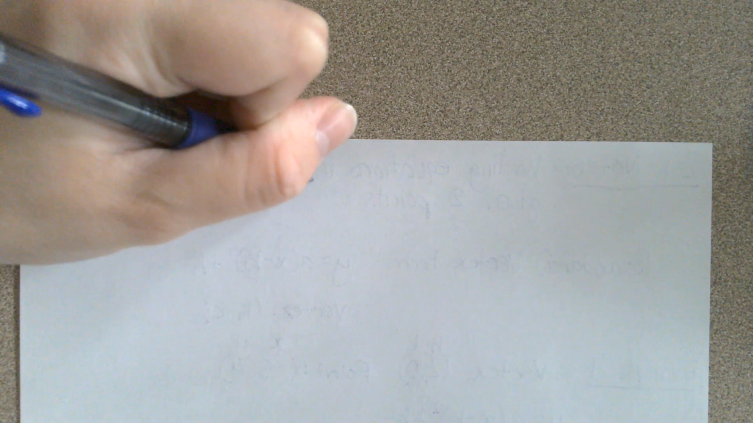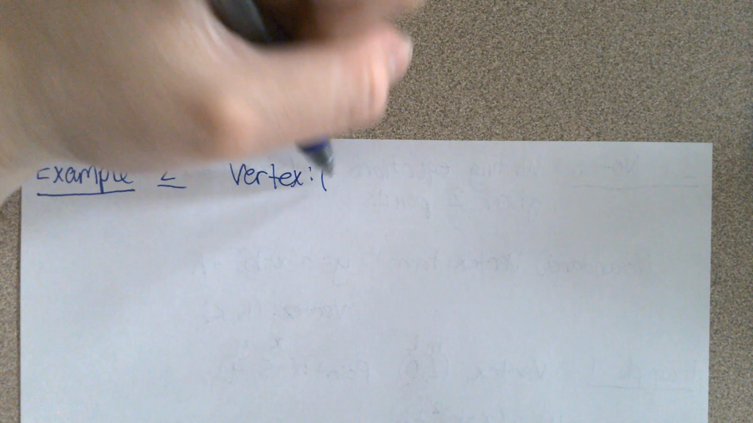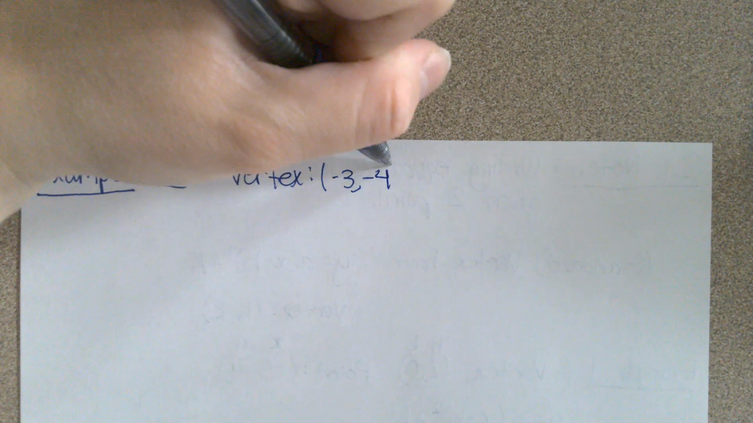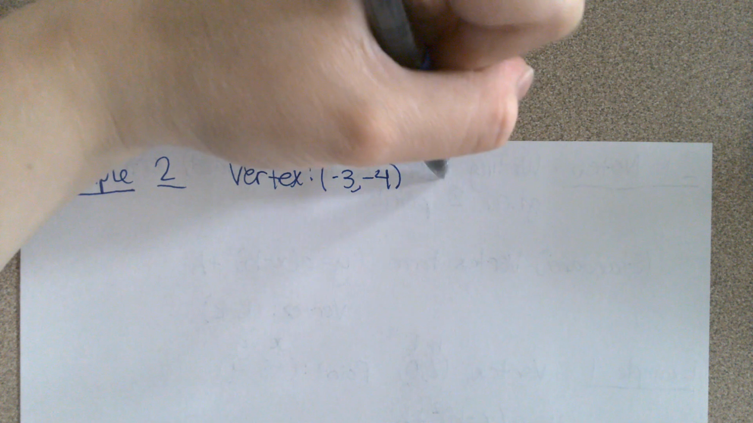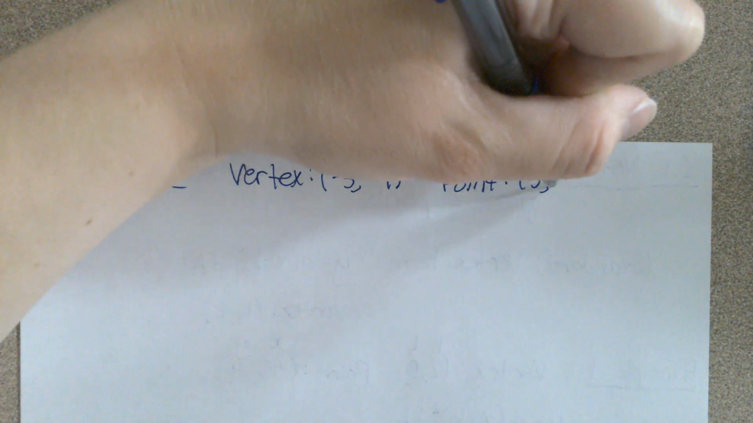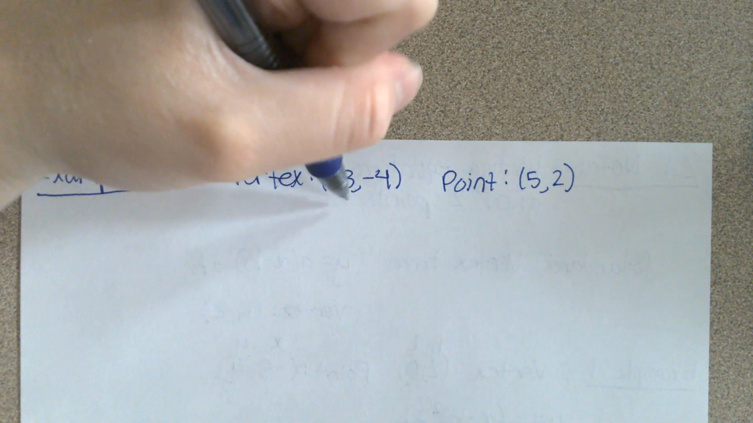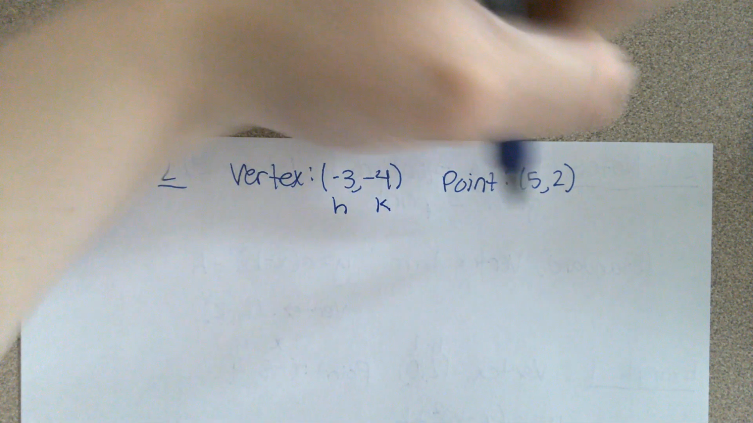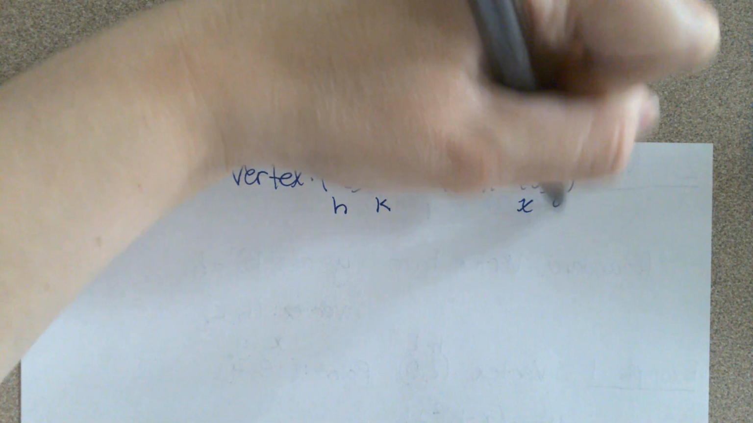All right, for our next example, let's say the vertex is -3, -4, and our given point is 5, 2. Reminder, that means that h is -3, k is -4, x is 5, and y is 2.